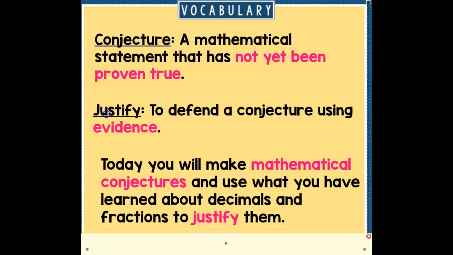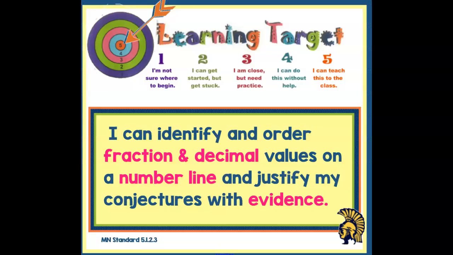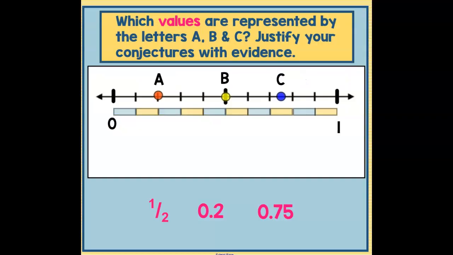Okay? So today you are going to make mathematical conjectures and use what you have learned about decimals and fractions to justify them. Our learning target is: I can identify and order fraction and decimal values on a number line and justify my conjectures with evidence. Our first question says, which values are represented by the letters A, B, and C? Justify your conjectures with evidence.